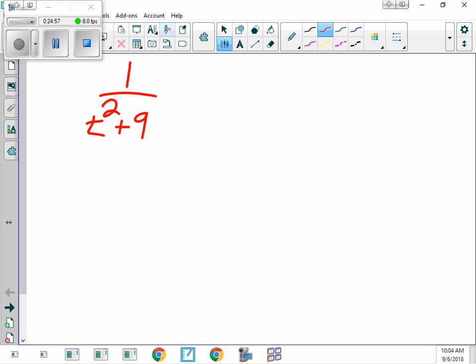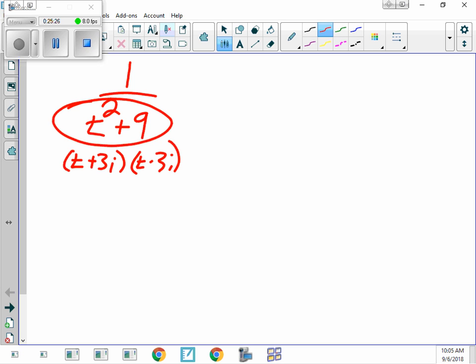What about 1 over t squared plus 9? Does the bottom factor? Well, kind of. t plus 3i and t minus 3i. But when does this quadratic hit the x-axis? If the roots are imaginary, it never hits. Looks like this. And if it doesn't hit, it has no real zeros.